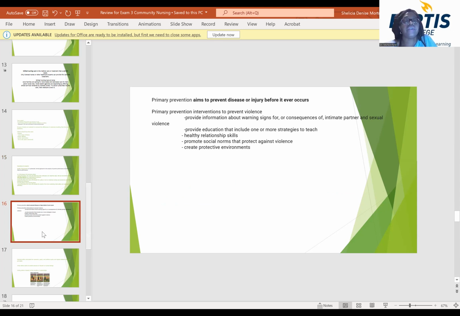So we can't get away from these different levels of prevention. So I included this slide. Primary prevention aims to prevent disease or injury before it ever occurs.